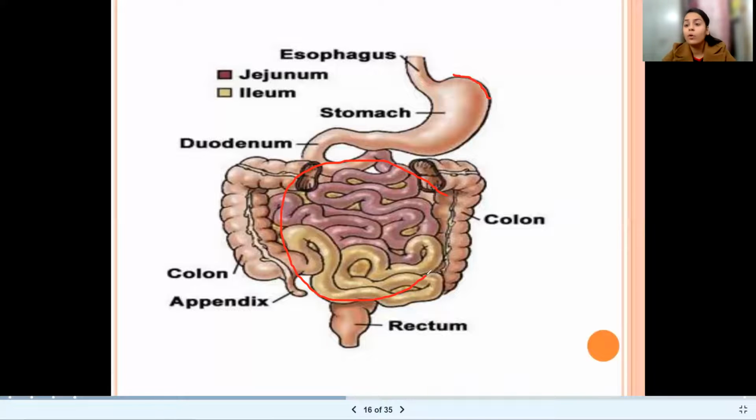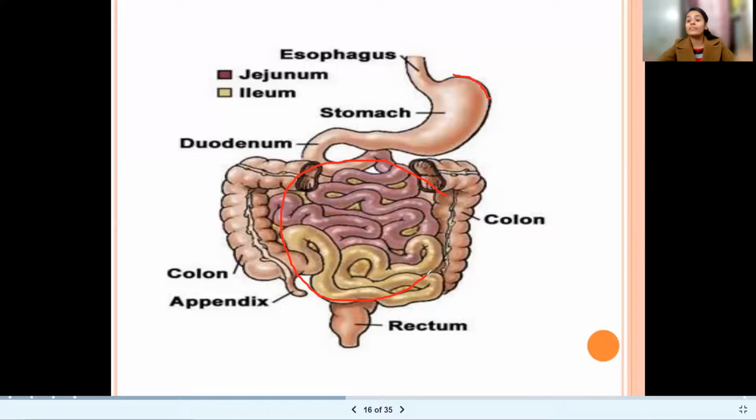Now, can you tell me what is the length of the small intestine? Yes, the length of the small intestine is 10 feet, but it is present in the coiled form, just behind the stomach, and it occupies the maximum area of our abdominal cavity. The complete small intestine is coiled, but the main thing is that the maximum absorption of the food occurs in the small intestine.